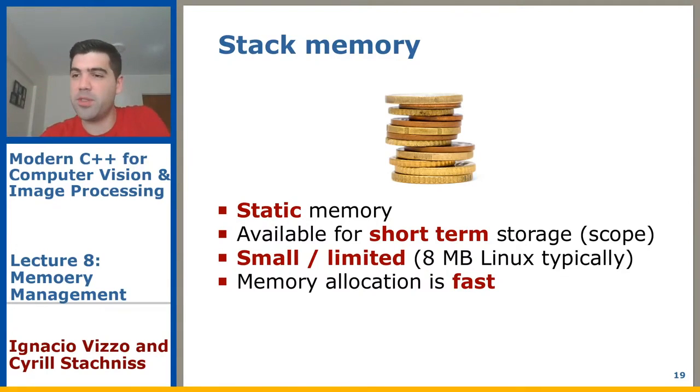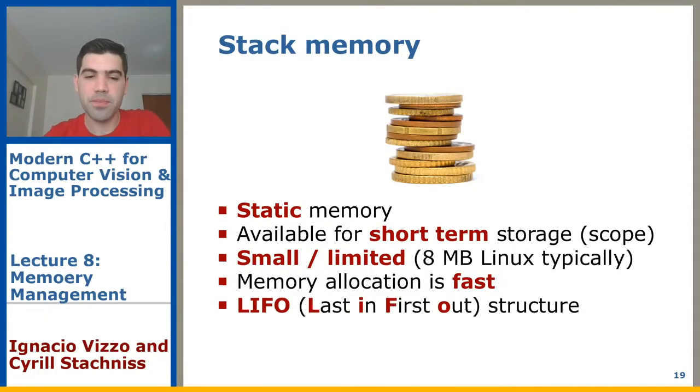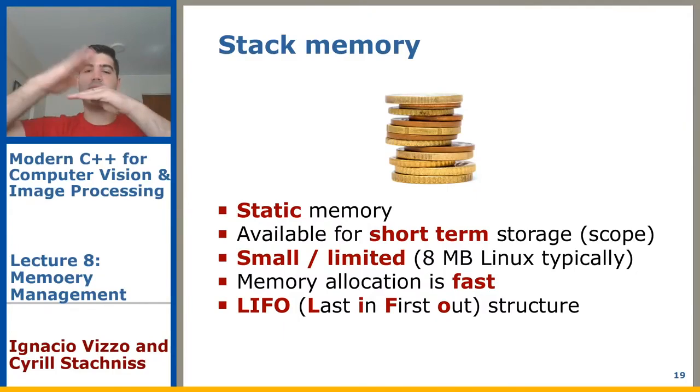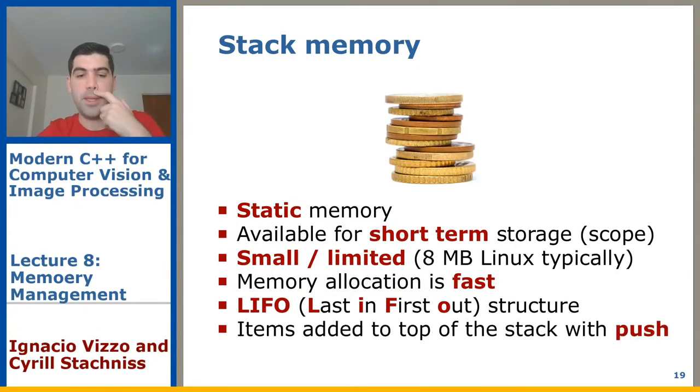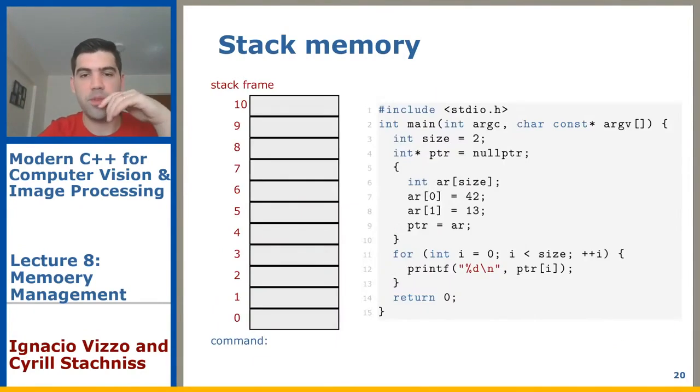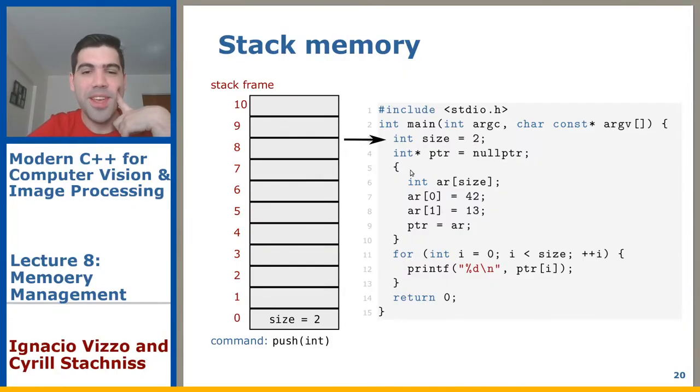So memory allocation is fast. This is a stack, so you just put the variables and you take them out. And the structure is a LIFO: last in, first out. So if I put this on the stack, the first one to go out is this one. And this push and pop, you don't worry about. Here's an example. I will not go through all of it, but basically I will do it.